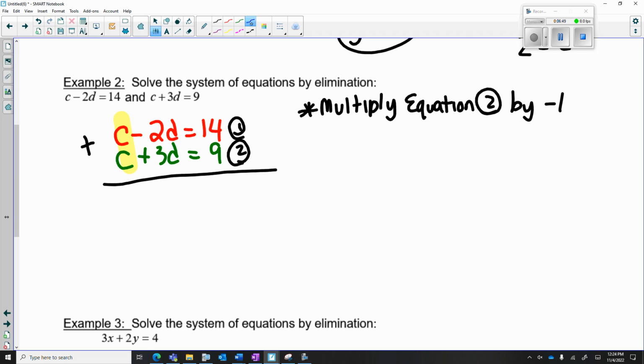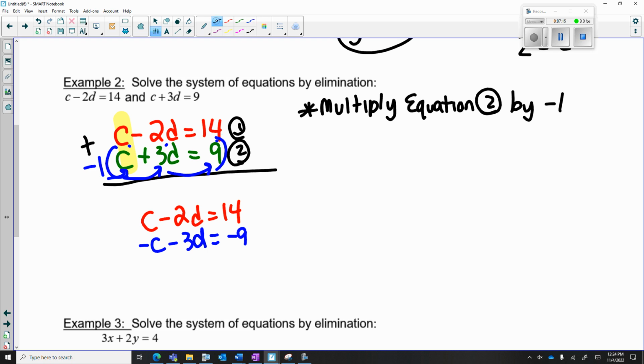So let me do it in blue here. I'm going to show you that I'm going to multiply by -1. So I'm going to rewrite this so you can see c minus 2d equals 14. The first one remained the same. But now the second equation is going to become -c, -3d, and -9. Notice I have to distribute the negative to all three terms. 1, 2, 3. Even the one on the right side of the equal sign.